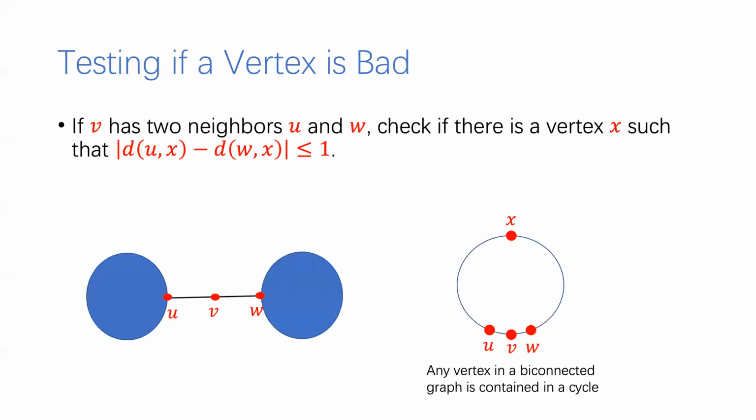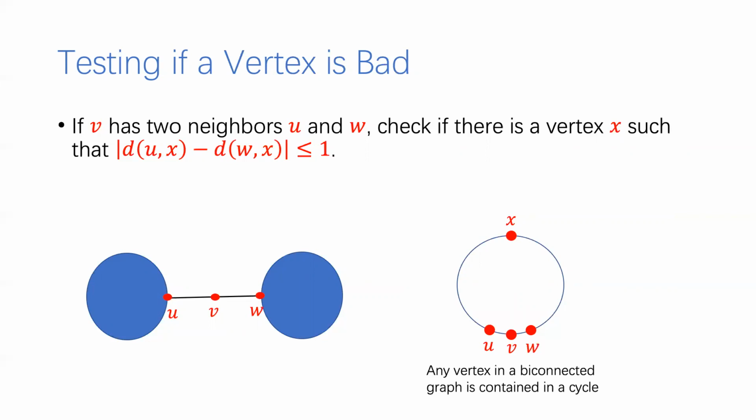If V is an articulation point, then we can partition the graph into two pieces like the left picture. The shortest path of any vertex on the left to W must include vertices U and V, and the shortest path of any vertex on the right to U must include vertices V and W. So in this case, for any vertex except V, the difference between distances to U and W is at least 2.